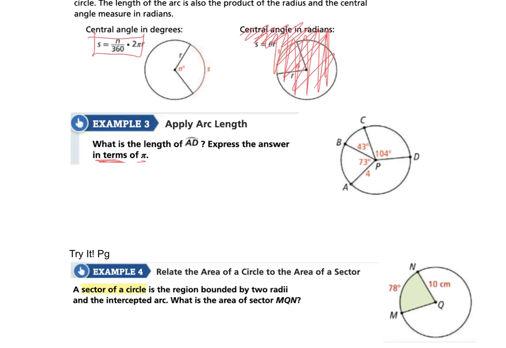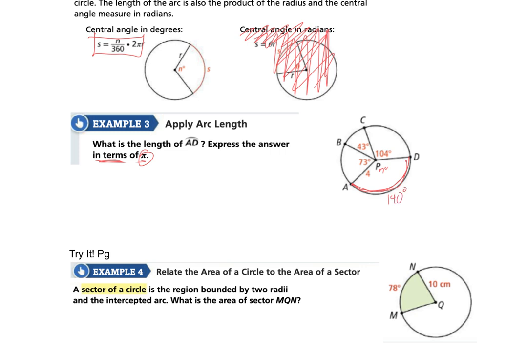What is the length of AD? Here's the arc length AD, and it says express our answer in terms of pi. What we need is the central angle, so we need to figure out n degrees, because that'll give us the arc measurement, and we have the radius, and then we'll plug those into our formula. We are going to take those other angles, the 104 plus 73 plus 43, and that equals 220. We'll subtract that from 360, and that should give us 140 degrees.